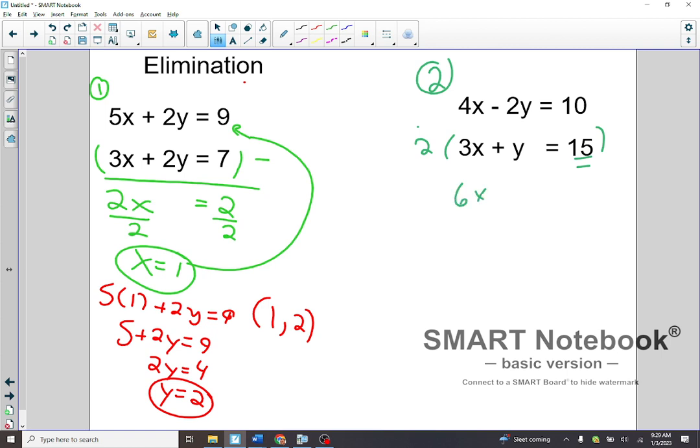6x plus 2y equals 30. And let me just rewrite the top one just so it's a little bit more visible. How do you know to multiply again? Your goal is to make them match so they eliminate. Over here, they already matched, right? 2y and 2y. This one did not match yet, so you make it match.